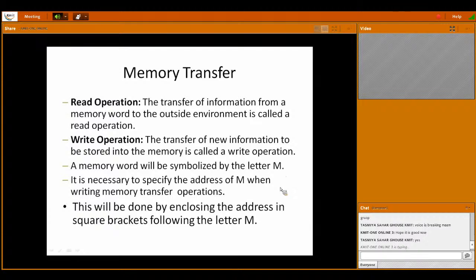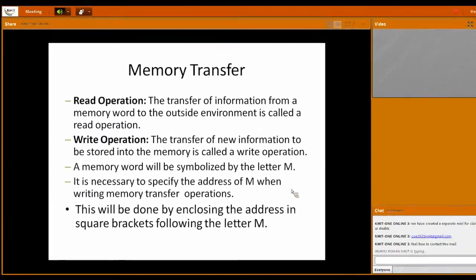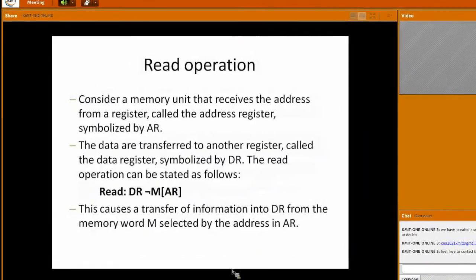symbolized using capital M. Now, whenever you want to read the data or write the data, the most important thing is you need to specify the address. From which memory unit you are reading the data, right? In the same way, when you are writing the data into the memory, into which memory location you are adding the data, the address needs to be specified, right?